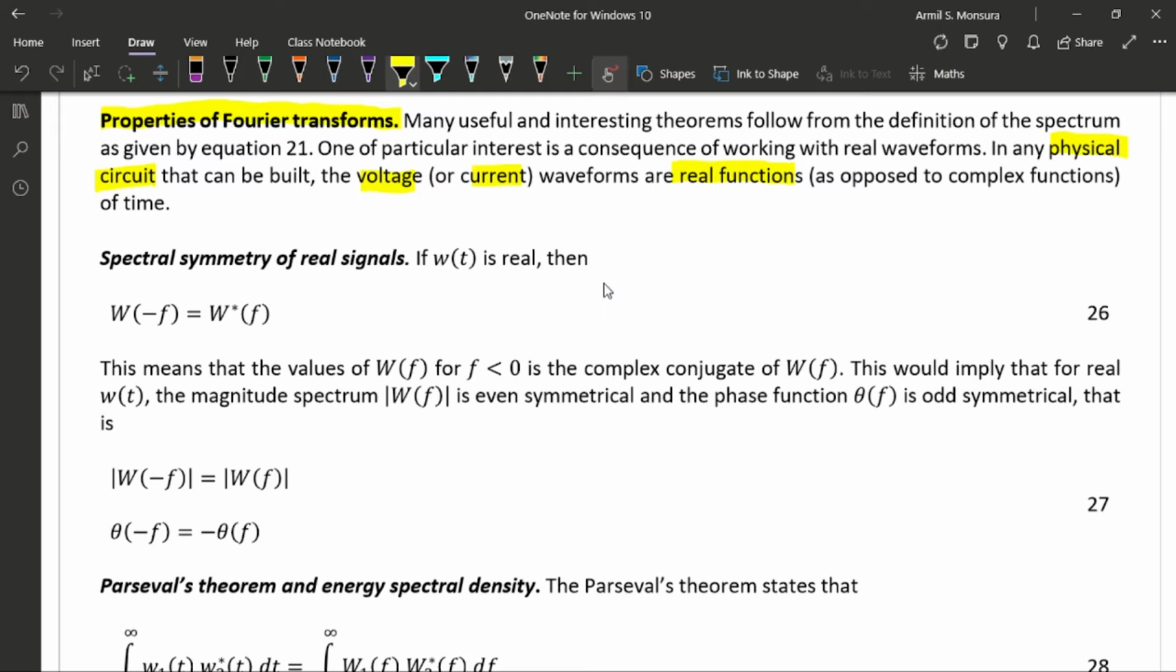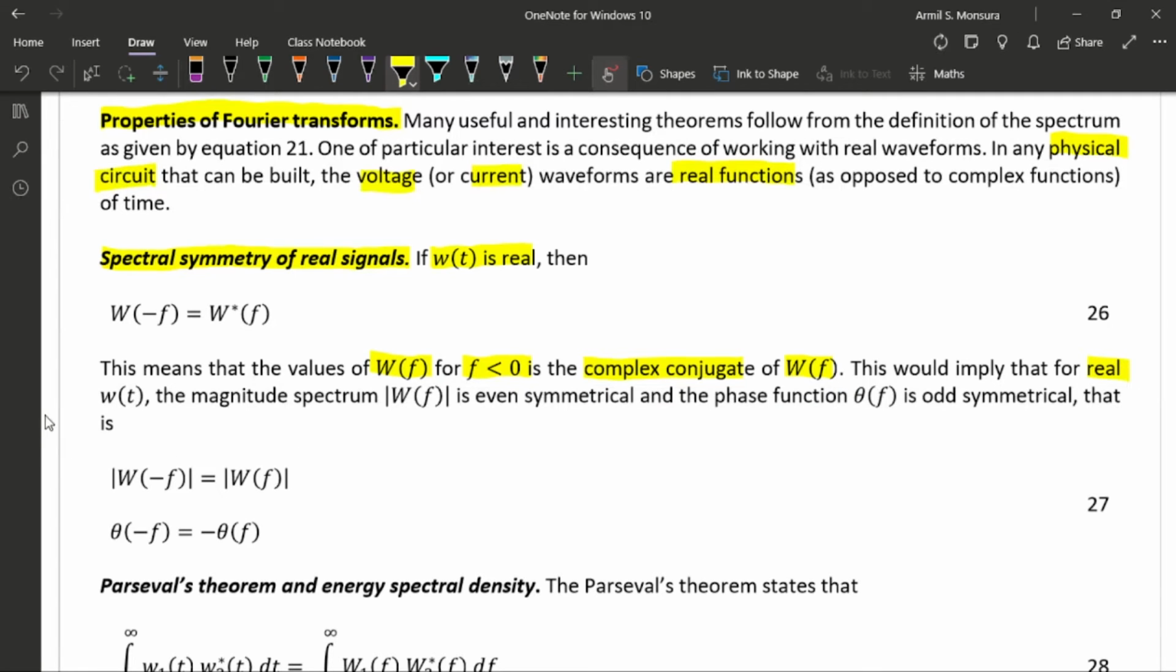So one property that is useful in our discussion of the spectrum is the spectral symmetry of real signals. That is, if your waveform is real, and it always is when we are talking about practical signals, then we have equation 26. This means that the values of your spectrum for negative f is the complex conjugate of your spectrum.